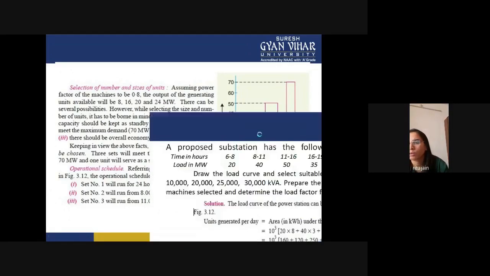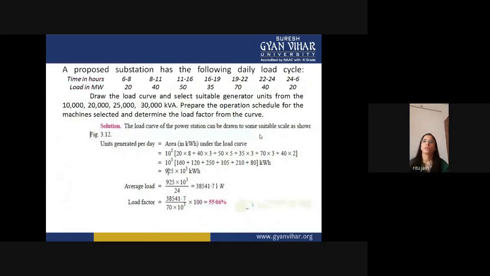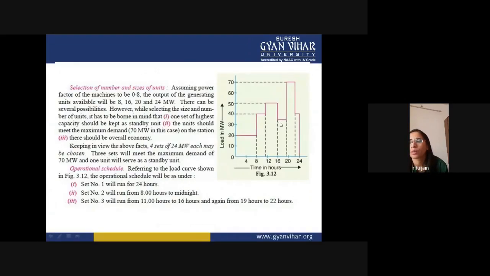Now in the load duration curve we arrange the load in descending order. First we calculate the maximum load, after that the load which is less than your maximum load. So in descending order we always draw the load duration curve. Now we can calculate the units generated per day by the area under this curve. The area under the load duration curve always gives the units generated in a day. So you can easily calculate the area of this rectangle. So 20 into 8.